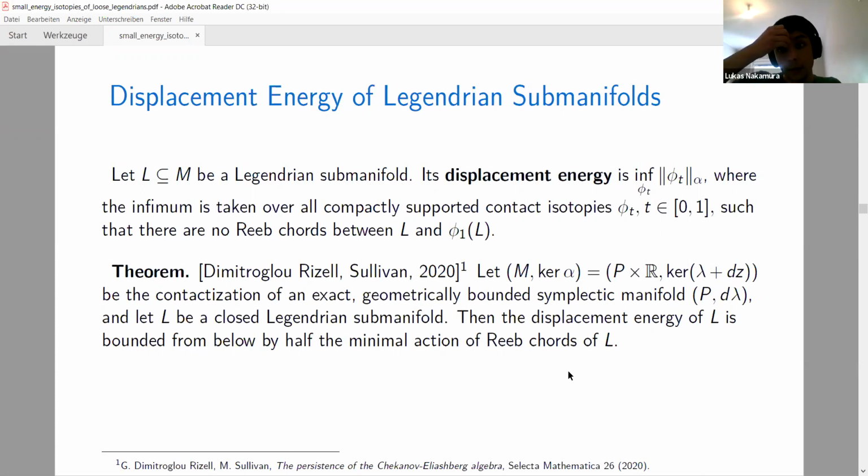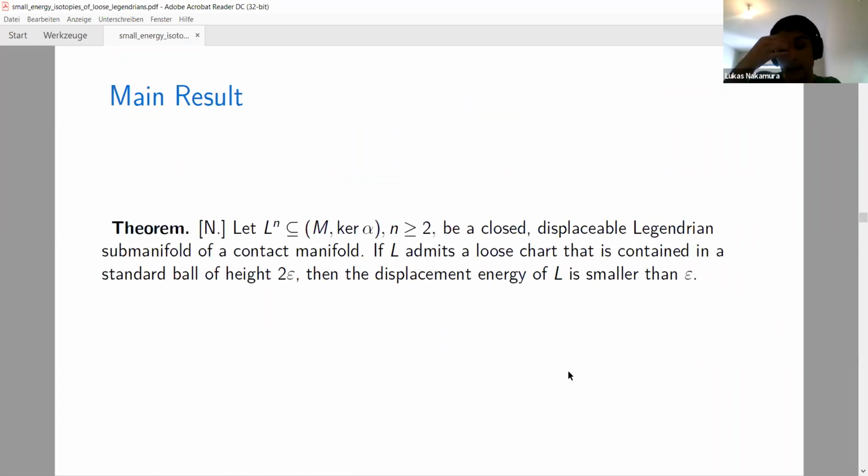Okay, and what I want to explain today is the converse statement. They here proved that the displacement energy is always larger than half the minimal action of Reeb chords, and I will explain how to actually attain an upper bound.